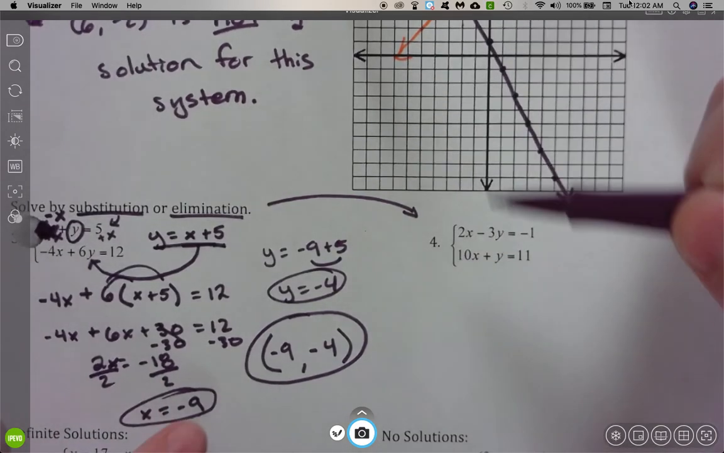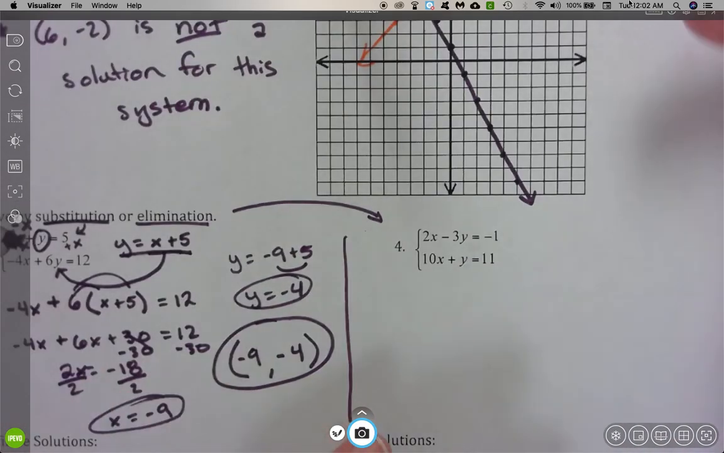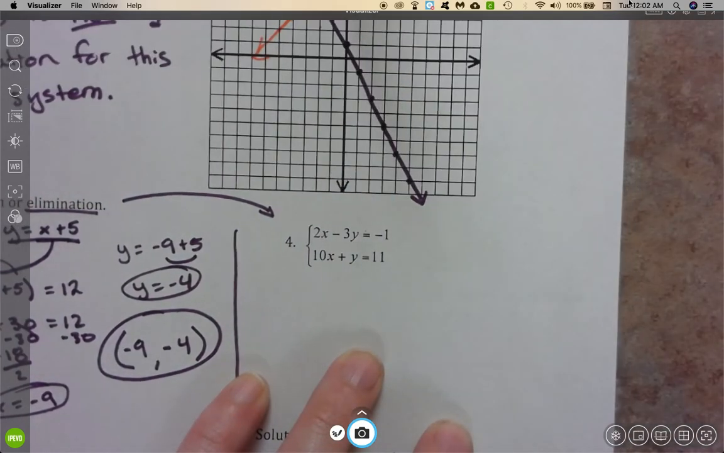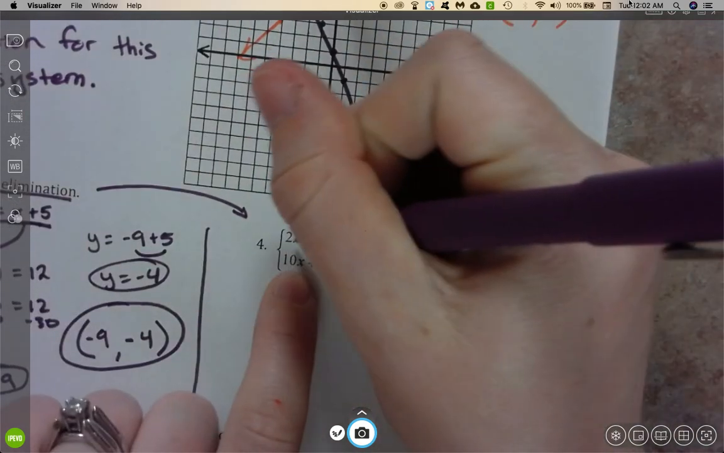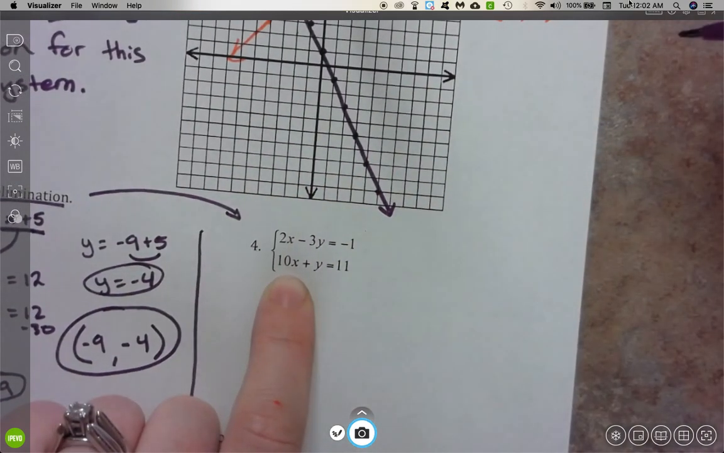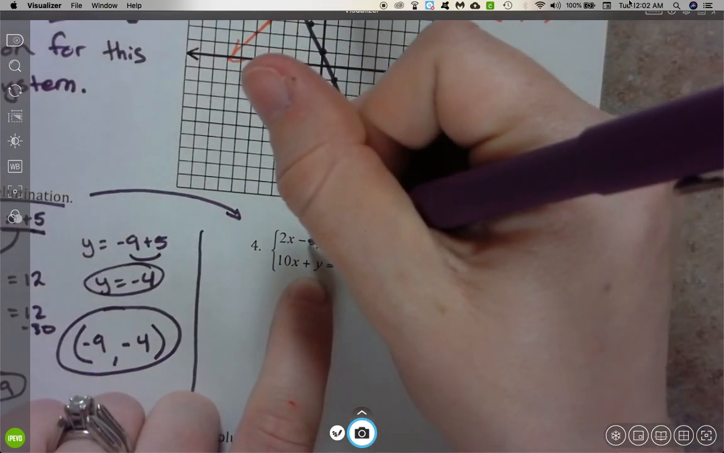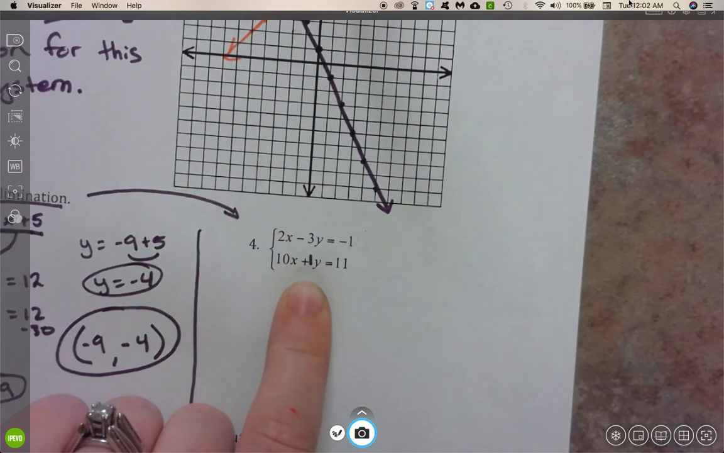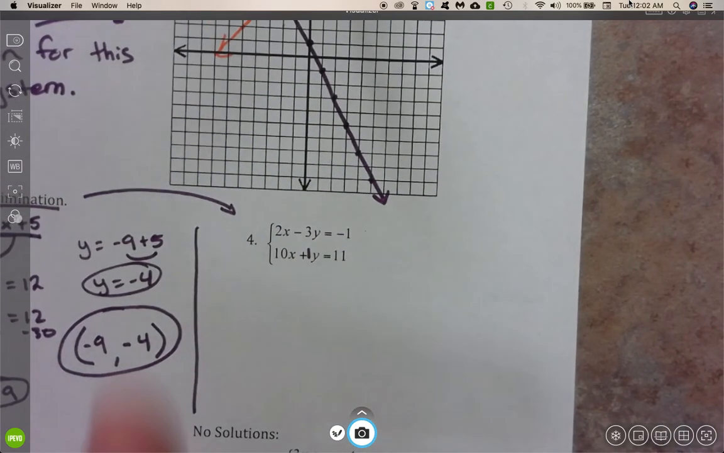Number 4, we're going to do elimination. So I want to be able to add these two equations, top and bottom, together and eliminate a variable. So I have 2x and 10x. If I add those together, that will make 12, okay? And then I have a negative 3 and a positive 1 there, okay? And those won't cancel out either. So what I have to do is change one of the equations, or multiply one of the equations by something to get it to cancel out.